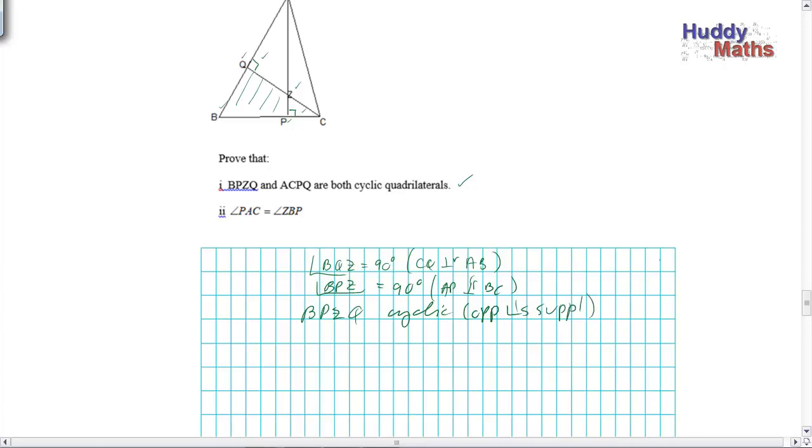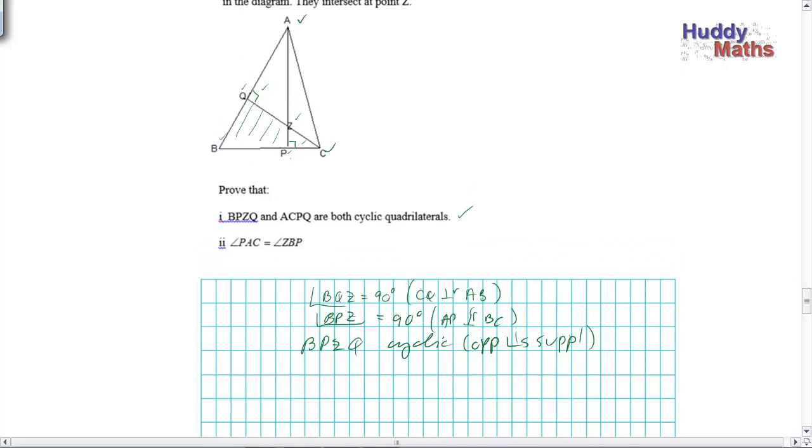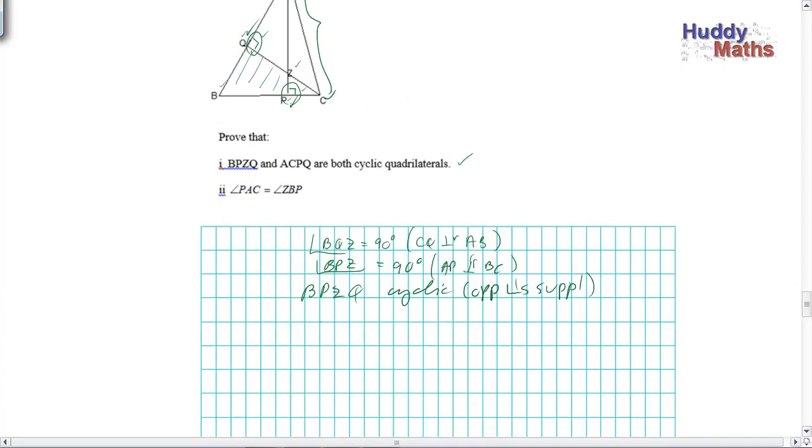Okay. So let's do ACPQ. Let's have a look at the diagram again now. ACPQ. Oh, well, that's self-evident, isn't it? We can go straight to that because we've got those two subtended by AC on the same side. Okay, so we can say straight up ACPQ cyclic, AC subtends 90 at P and Q. And then we'll put as required down here.